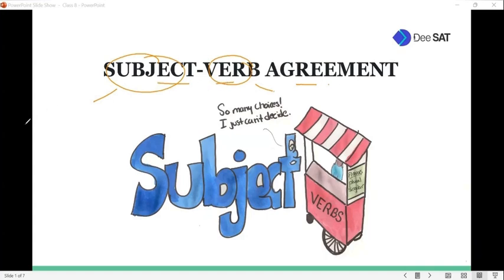So, what are we going to learn in today's session? The purpose of subject-verb agreement is to match the number between subject and verb. In other words, we'll be trying to understand how subject and verb agree with each other, as in, the number of the subject in a sentence must be equal to the number of the verb.